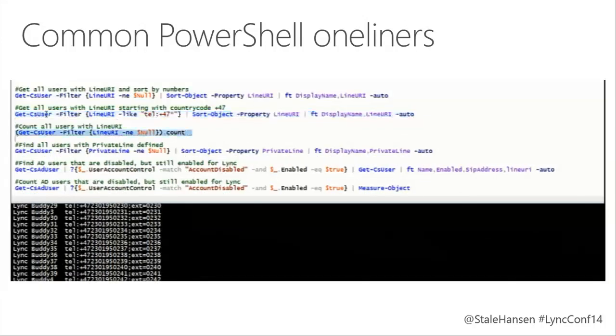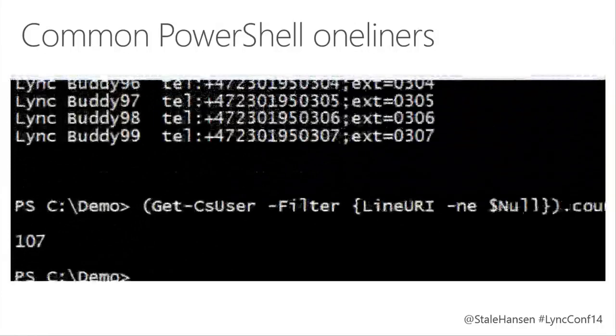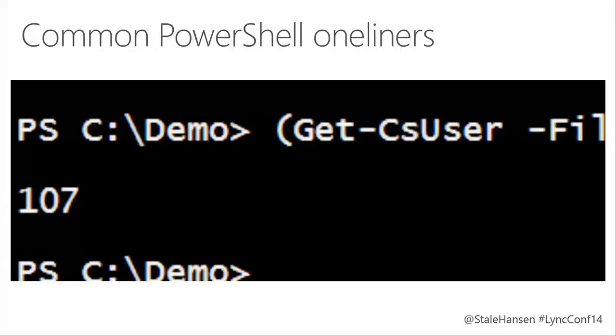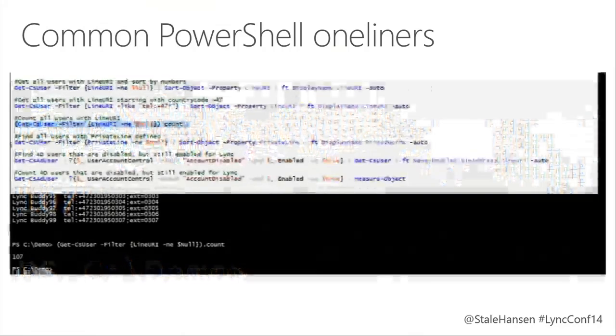You can also count how many users you have. In my deployment here in my lab, I have 107 users enabled for enterprise voice who have a line URI. So you can use PowerShell to easily find the information you're looking for. And some of this information could have taken quite a lot of time to find using GUI-based tools or the regular tools you have at your disposal.